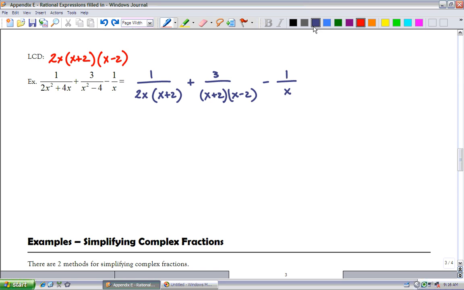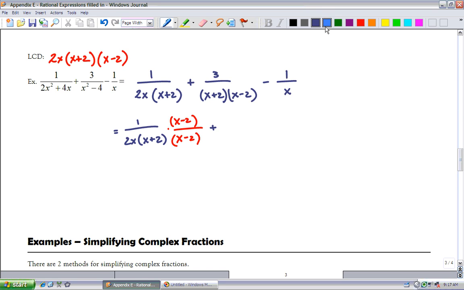Let's look at what we need to do. The first expression has a 2x and an x plus 2, but it doesn't have the x minus 2. So let's go ahead and put that in the denominator by multiplying. So I'm going to multiply the first expression by x minus 2 over x minus 2. That gives me now my common denominator there.